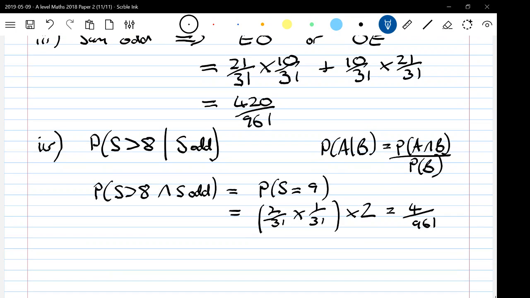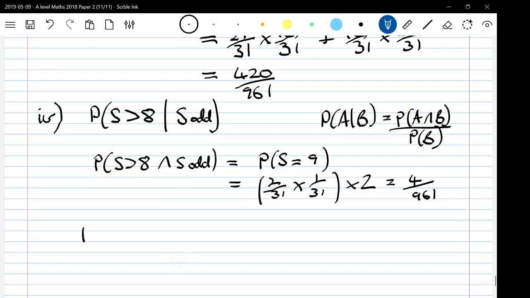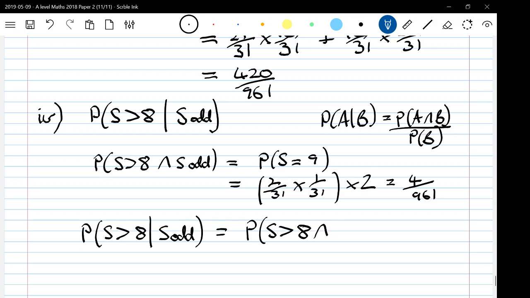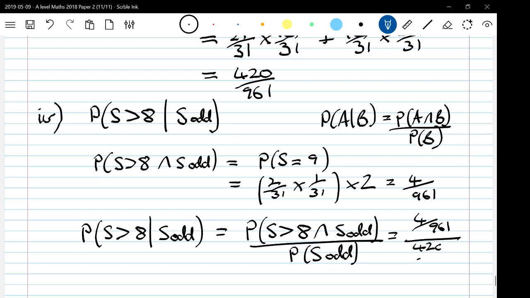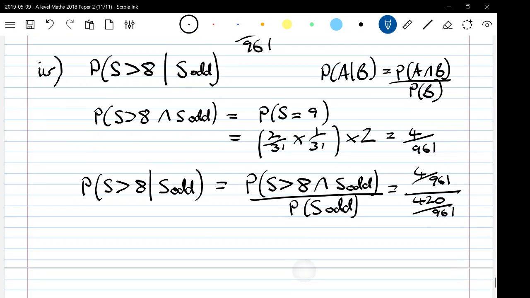All that's left for us to do is to say that the probability of that happening, so we've done the top line, that is the probability of S being greater than 8 and odd, divided by the probability of S being odd. So that is 4 over 961 divided by 420 over 961, which is 4 over 420, which is 1 over 105.